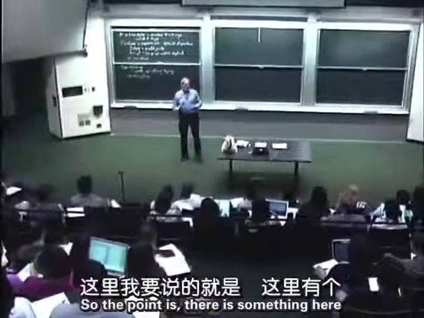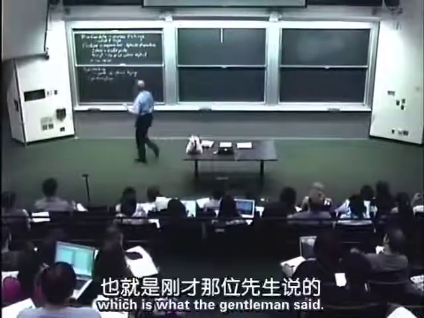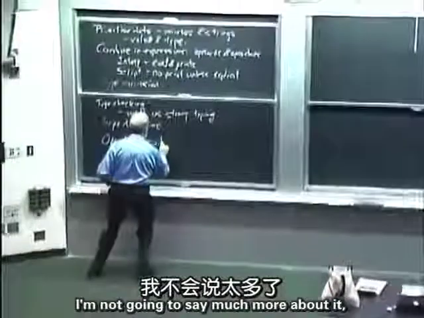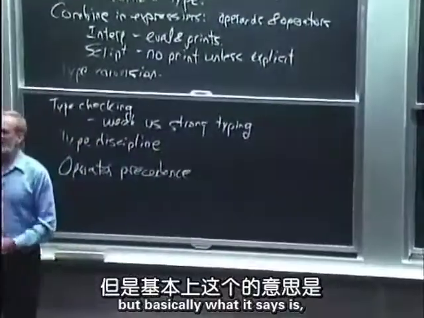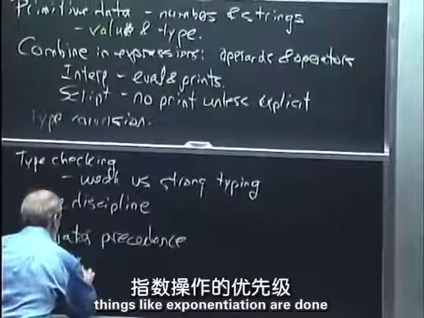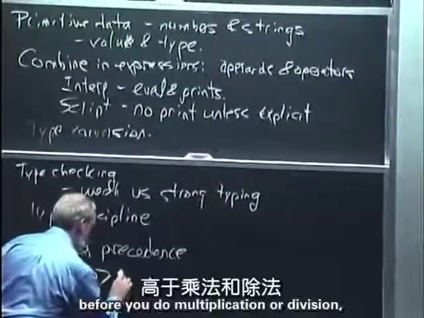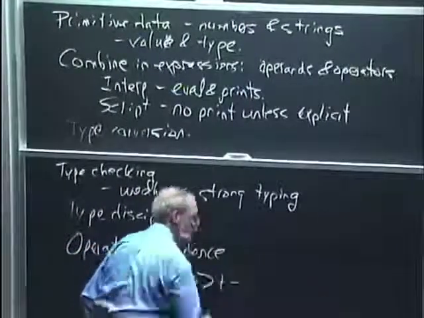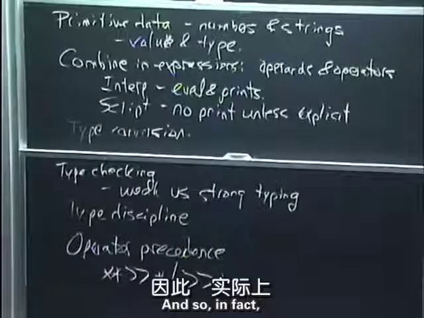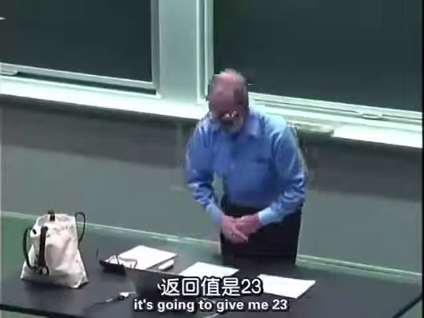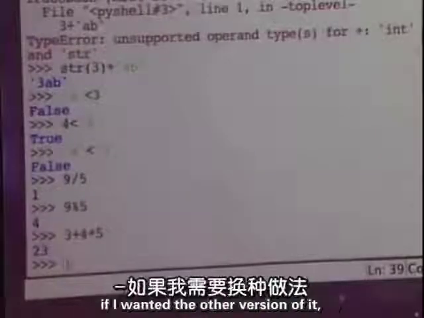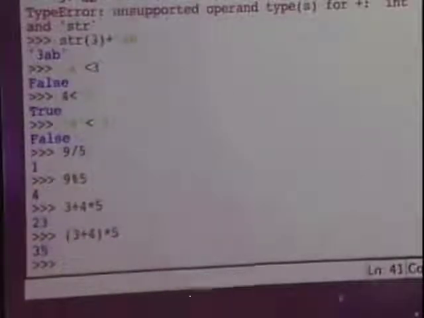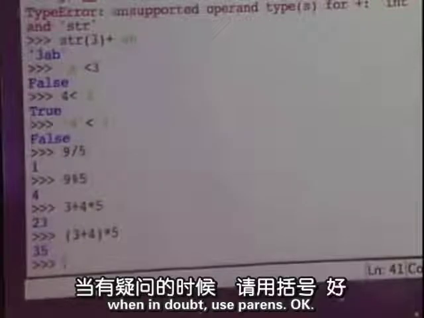All right. So the point is there is something here called operator precedence, which is what the gentleman said. And I'm not going to say much more about it. But basically what it says is, with all other things being equal, things like exponentiation are done before you do multiplication or division, which are done before you do things like addition and subtraction. And so, if I do this right, it's going to give me 23 because it does the multiplication first. If I wanted the other version of it, I need to tell it that by using parentheses. And in general, what I would say is, when in doubt, use parens.